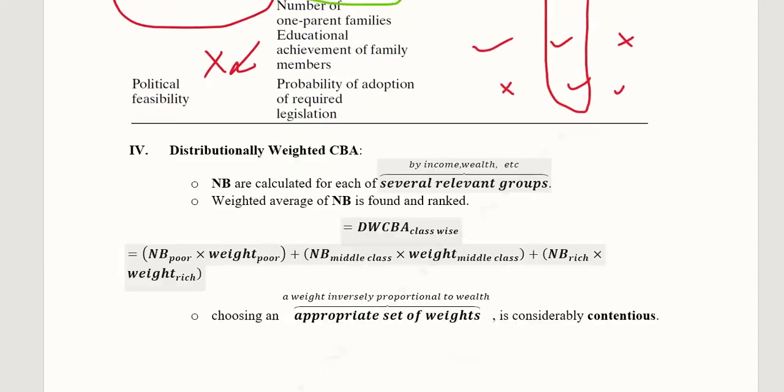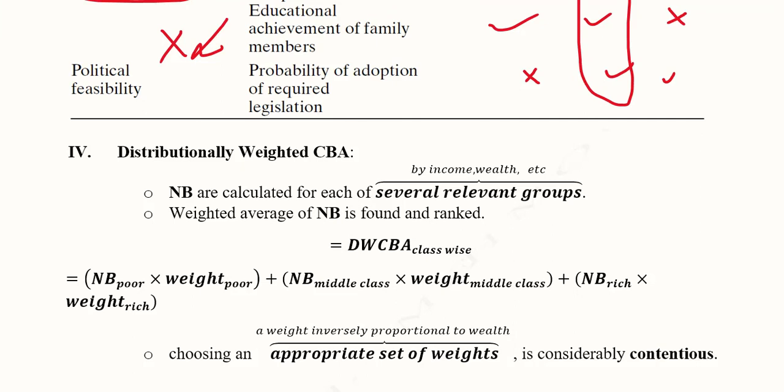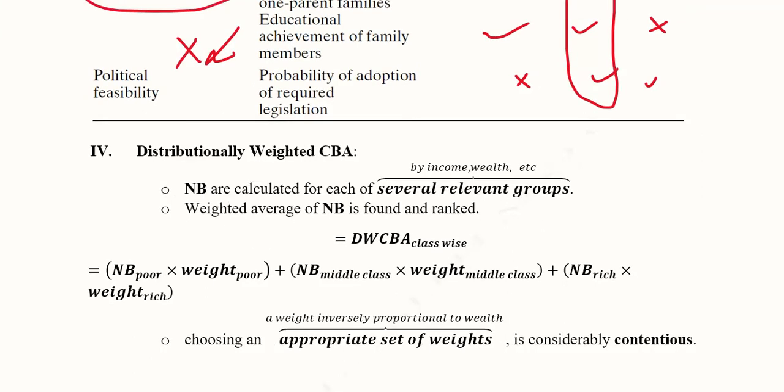Here, there is an attempt to do the same. You can see that in this distributionally weighted CBA, as the name goes, we are going to assign weights to various groups in the society. These are several relevant groups, and with respect to their income or wealth we can assign them some sort of weights. With the help of that, we can calculate the weighted average, and then the ranking can be done in a more effective way. This will give us a distributionally weighted cost benefit analysis.